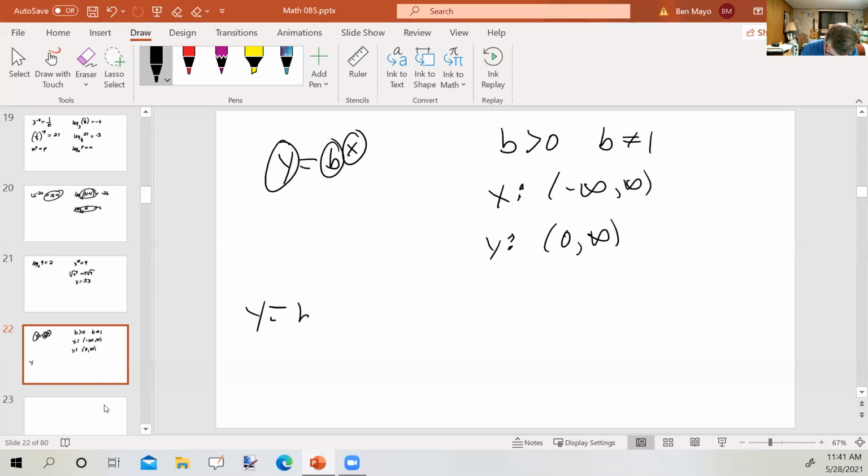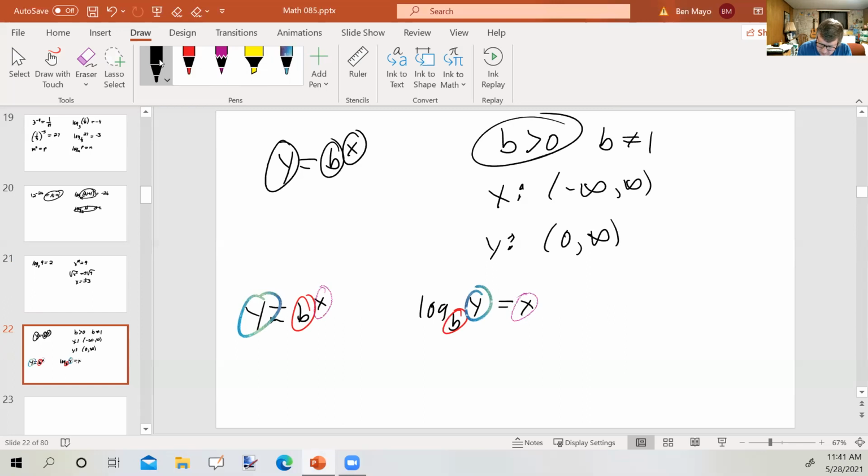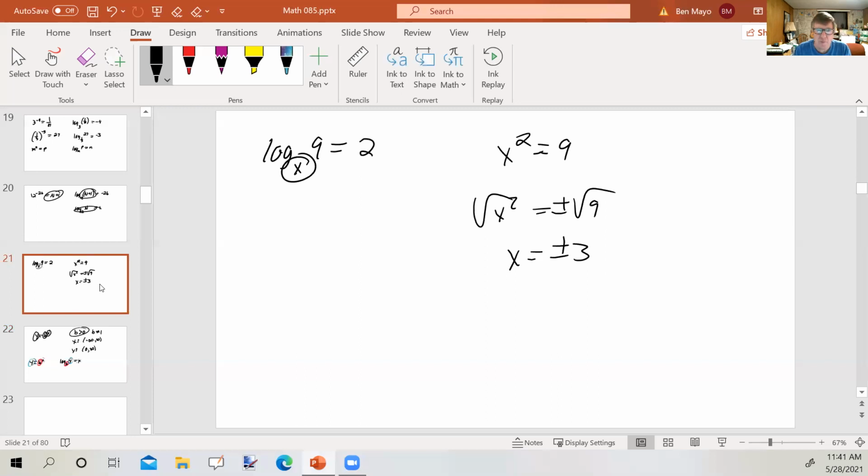Okay, so now if we take this and we rewrite it in log form, it looks like that. But keep in mind, this b is the same b. This x is the same x. This y is the same y. So since b has to be greater than 0 and not equal to 1, that means that the base has to be greater than 0 and not equal to 1. Therefore, x equals 3 is the only valid solution.